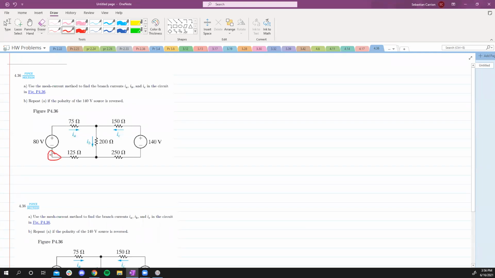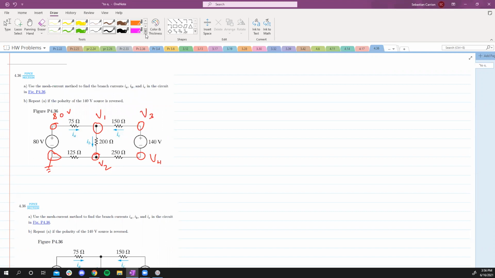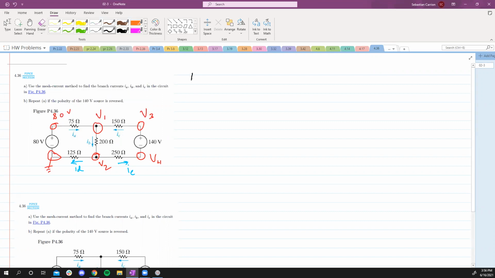I'm going to call this node ground. Therefore, you have 80 here. First unknown node, second unknown, and then third, and then fourth. Oh, I forgot. Make this ID, IE. Yeah, that'll work.